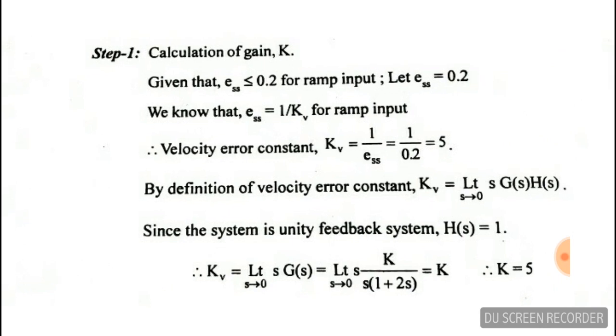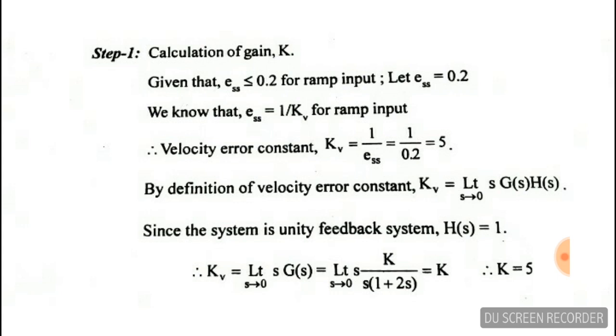Okay, first of all, we need to find the value of K. It is given that the steady state error is less than 0.2 for ramp input. Let's take the steady state error equal to 0.2, and we all know that steady state error is equal to the reciprocal of velocity error constant.